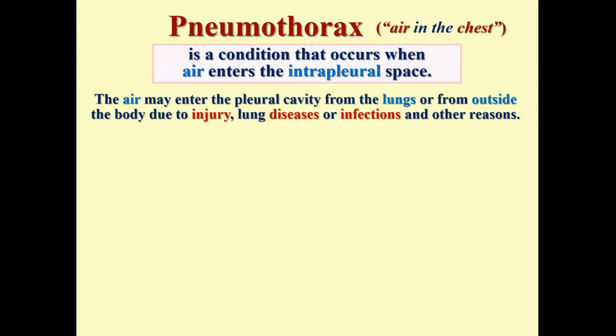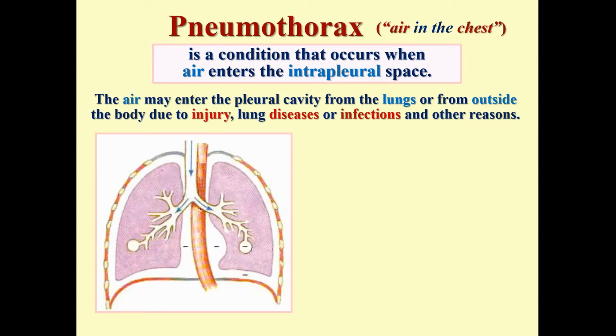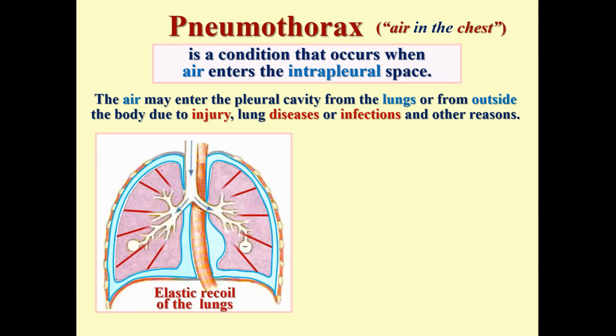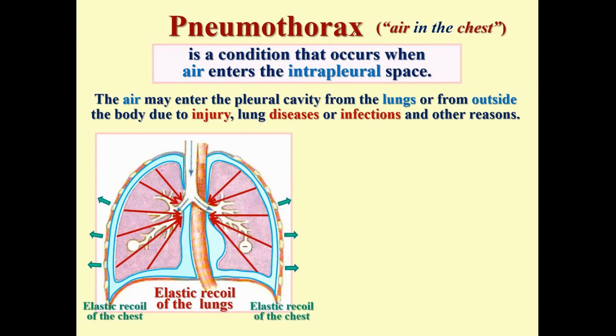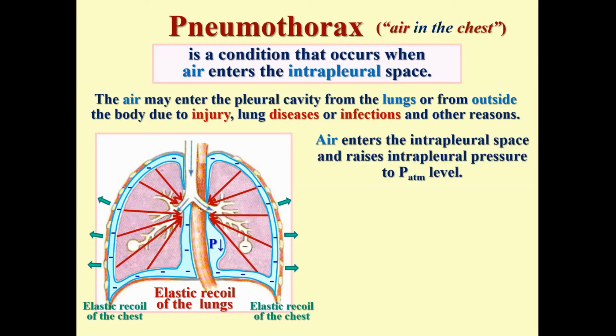So, mostly air enters the pleural cavity from outside due to injuries, but it can also happen due to lung diseases or infection, and even from the lungs, from inside. The pleural cavity may be entered from inside. Again, see here we have elastic recoil, and also we have another, smaller reason for negativity, the elastic recoil of the chest. And as a result, we have decreased pressure here, decreased as compared to atmospheric, and so we say this is a negative pressure inside the intrapleural space.